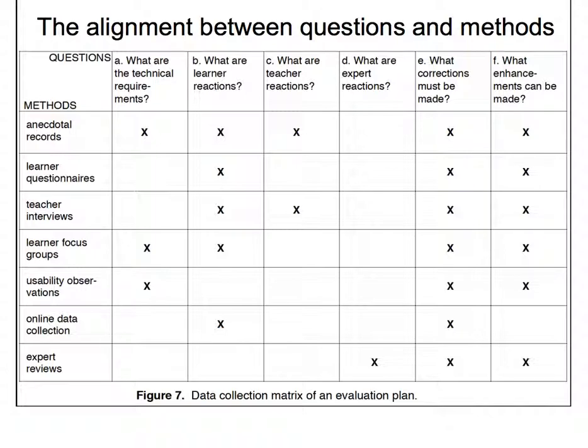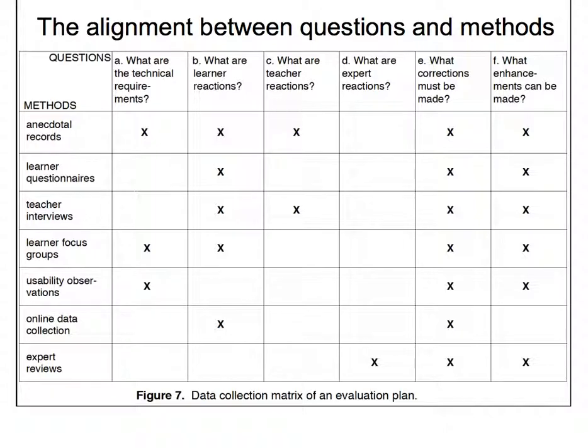If you look at question D, what are expert reactions, and then you go on to methods, there's the expert reviews. So you're going to ask experts to review the software. Well, there's only one X in that particular column, because that's the only data source that's expert. You want expert reactions, you have to have expert reviews, so there's only one data collection method for that particular strategy.